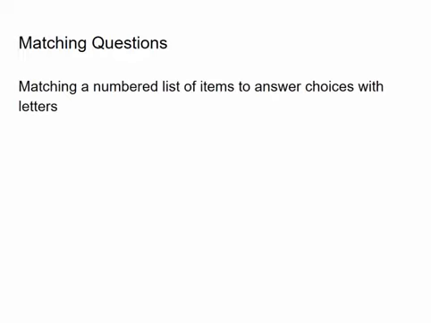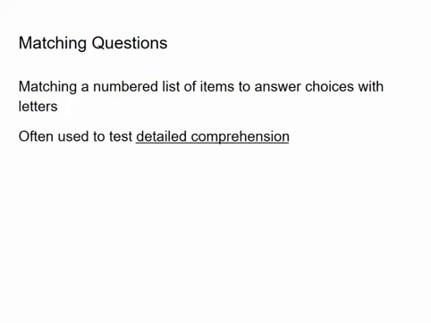All right, so as we just saw, the main point of this question, the main activity you'll be doing, is to match a numbered list of items. Okay, these are your questions with answer choices, which will appear in a list, sometimes in a box for you. So this question type is used to test detailed comprehension. So you're supposed to listen for details to answer this question type.